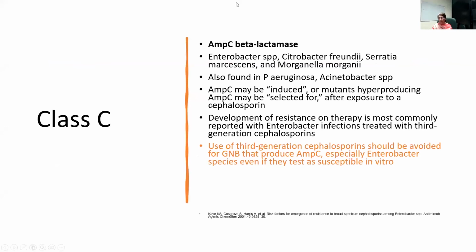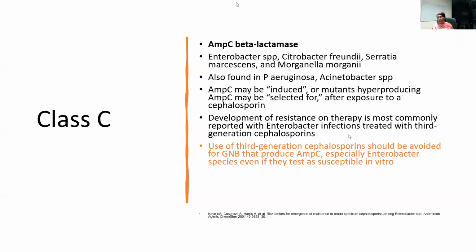These are present in Enterobacter, Citrobacter, Serratia, and Morganella. They may also be found in Pseudomonas aeruginosa and Acinetobacter species. So this AmpC enzyme may be induced, or mutants hyperproducing AmpC may be selected for after exposure to cephalosporin. This is most commonly encountered in Enterobacter infections.